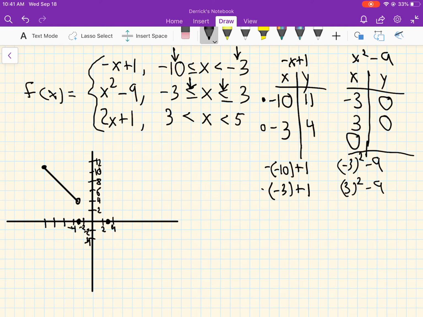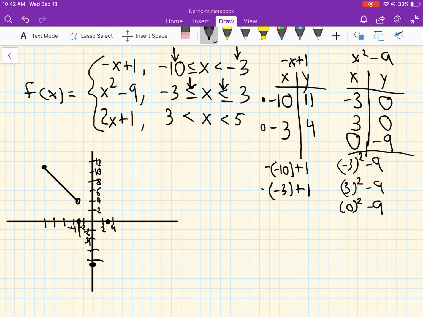If I plug in 0, 0 squared is 0, shocker. And then 0 minus 9 gives me a negative 9. So negative 2, negative 4, negative 6, negative 8, negative 9 would be right here. Notice that's a closed dot because it's not even part of the inequalities, it's in between, so it's definitely a closed dot. Well, now I can see this clearly is not a straight line.